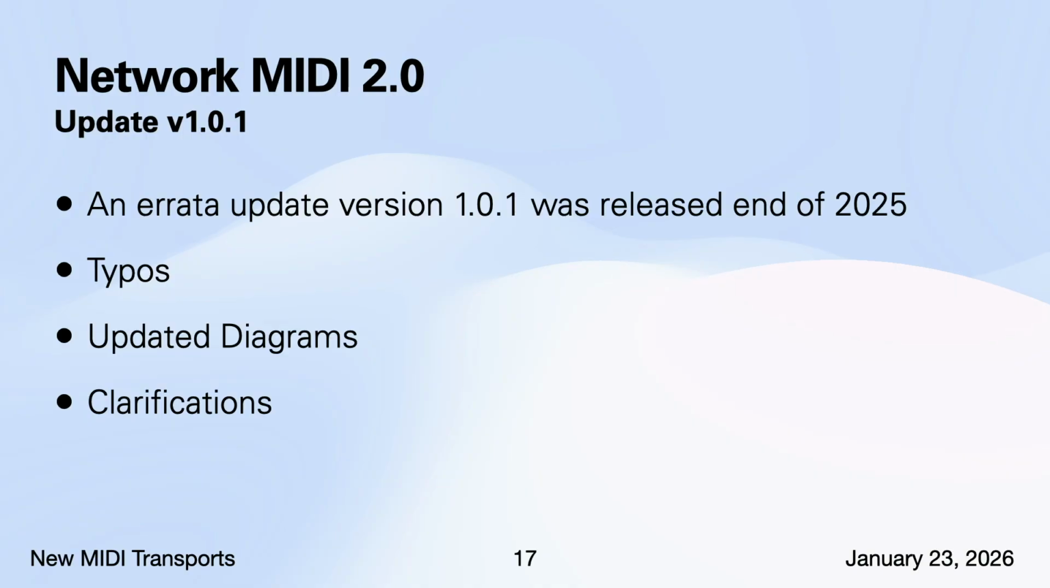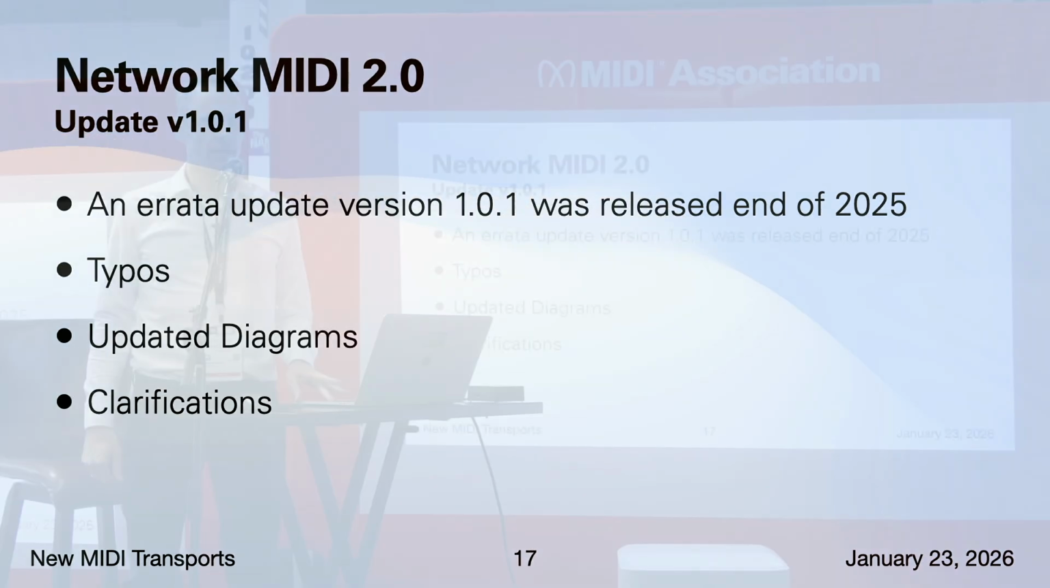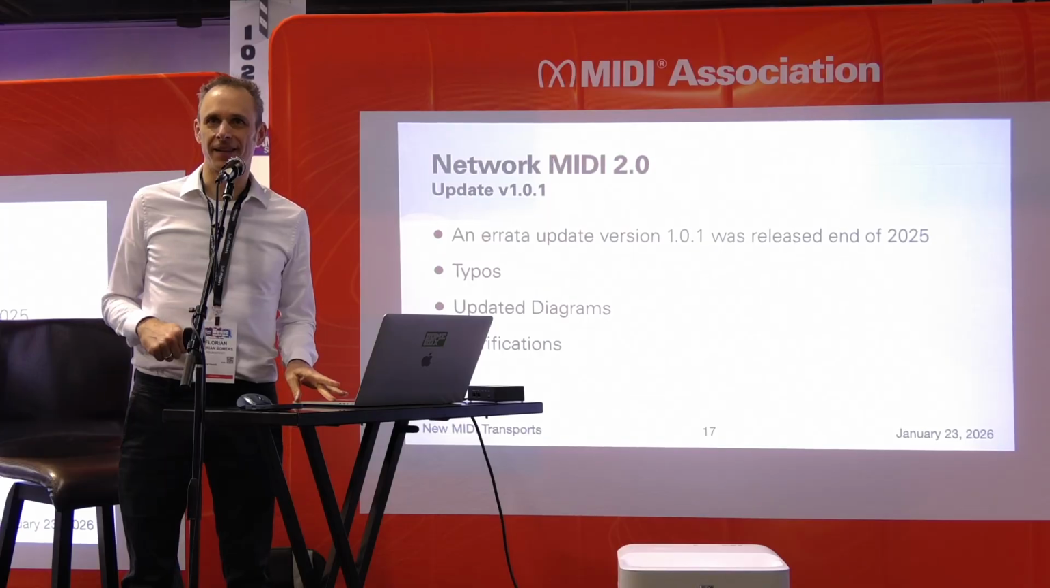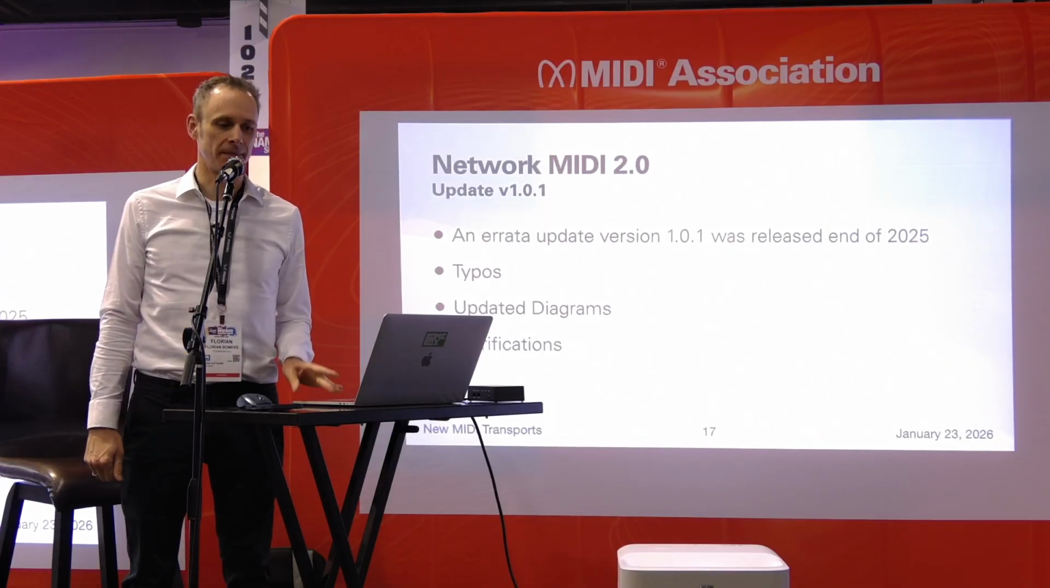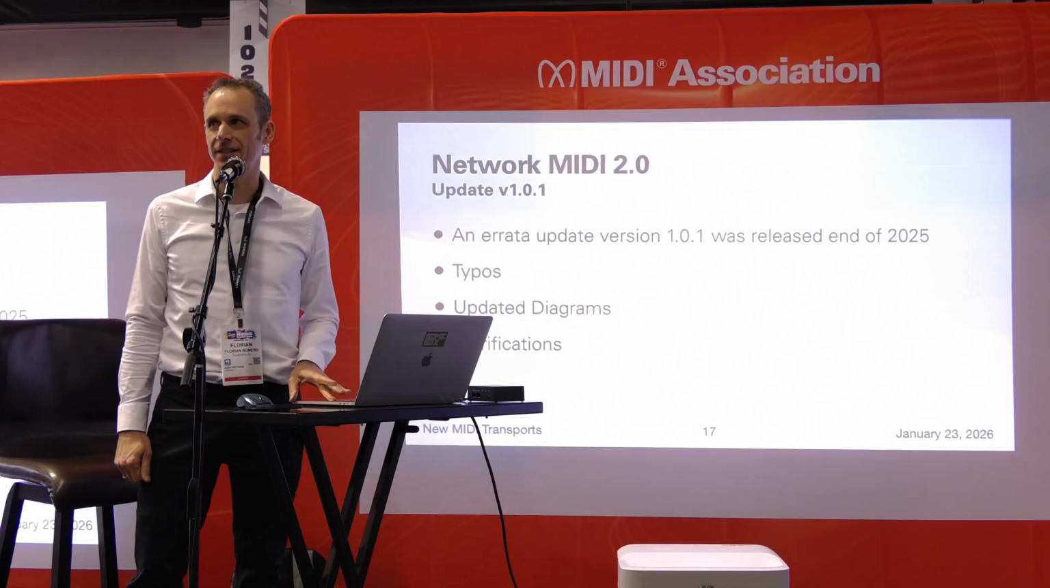Just recently, the Transport Working Group has released an update to the original network transport specification. This is version 1.0.1. It has fixed typos and some nicer diagrams. And it also clarified some language where we got feedback that it might be hard to understand what is meant. So if you want to start implementing the Network MIDI 2.0 standard right now, then be sure to use the updated specification.